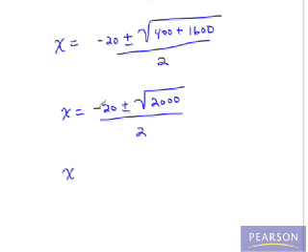So when we take negative 20 plus the square root of 2000 and divide that by 2, we get 12.36. And now the other solution, negative 20 minus the square root of 2000 over 2, gives us negative 32.36. Now it's because of this word problem we must throw out the negative solution.